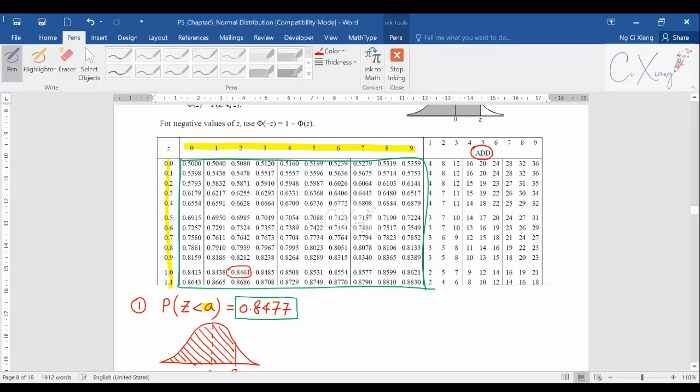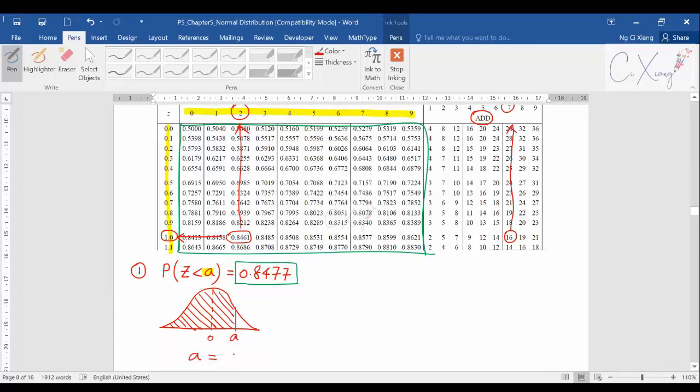Alright, so now let's continue. This is the value closest to the 8477. Now you need to think about what value you need to add on so that you can get 8477 from 8461. So you need plus 16. Look at the back. Plus 16 is this one, you get a 7, right? So if you look back, what is the value? 1.027. That means the A value you'll get is 1.027.